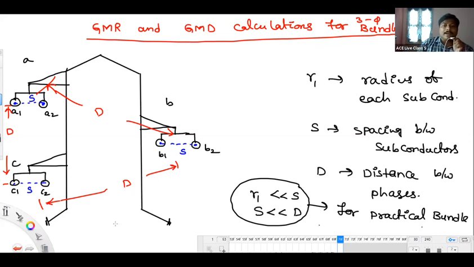So now we have to calculate the GMR. How many phases do we have now? Three phases: phase A, phase B, phase C. I'll calculate the GMR of phase A, phase B and phase C. After calculating these three GMRs, the GMR of the system will be the geometric mean of these three. Approximately, we are saying it.